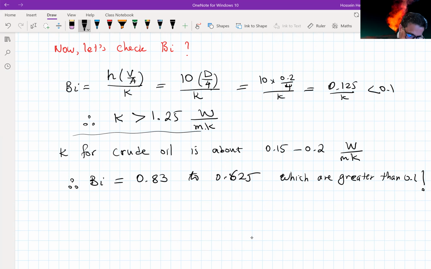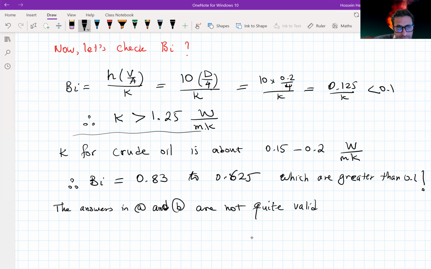So the answers in A and B are not quite valid. They give you some approximation, they are very approximate. Actually, they are more approximate than we would like them to be, or we would hope them to be.